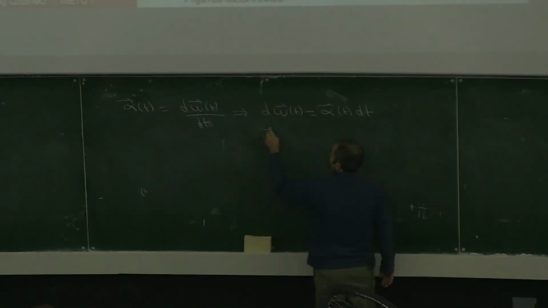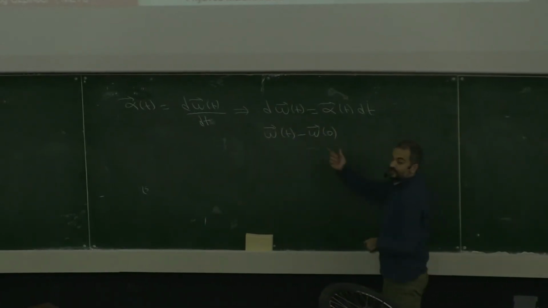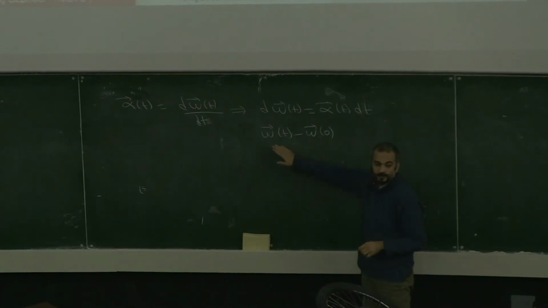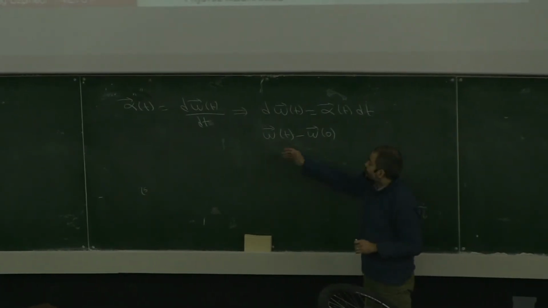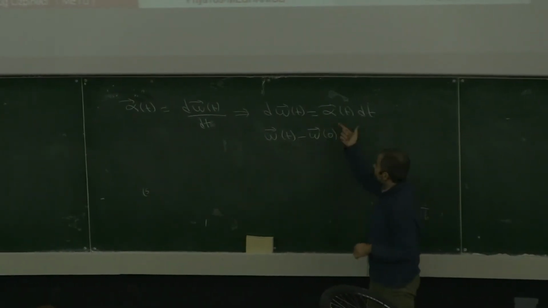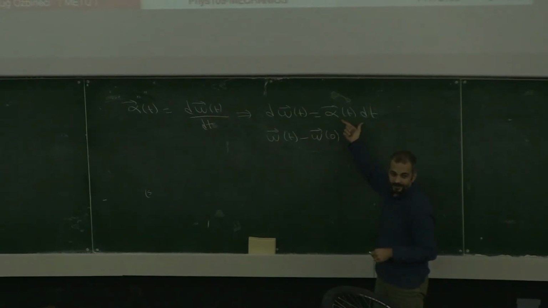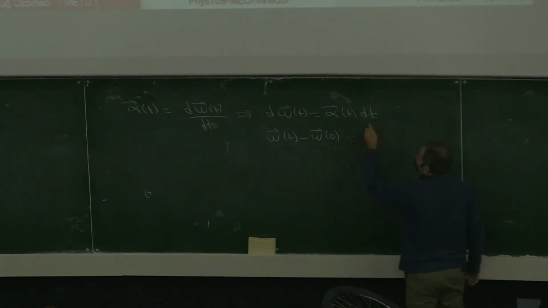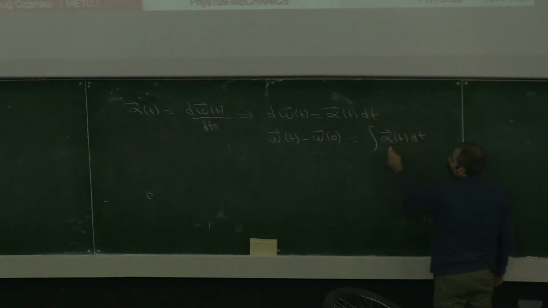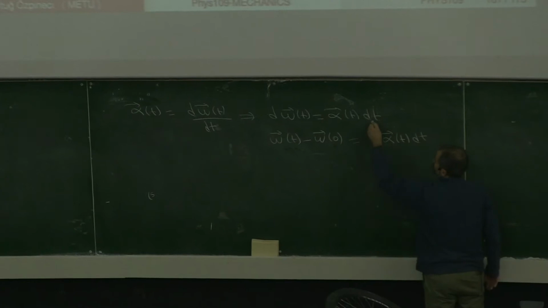So omega of t minus omega of 0, this is the change from t equal to 0 to some final time t. The total change is nothing but the sum of these changes. But the sum of those changes we just denote by an integral, starting from 0 up to t.